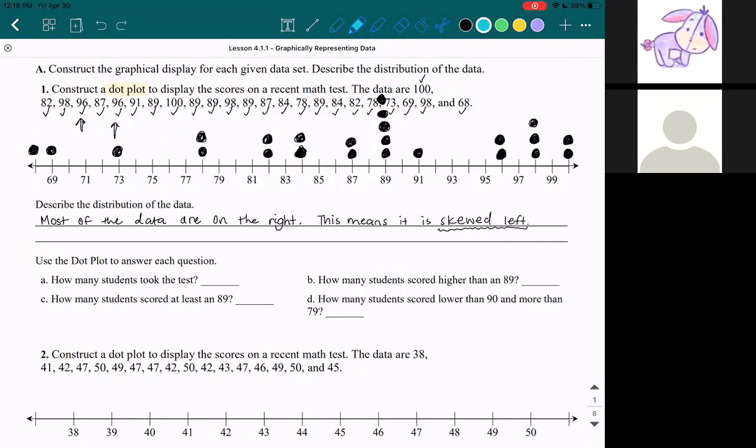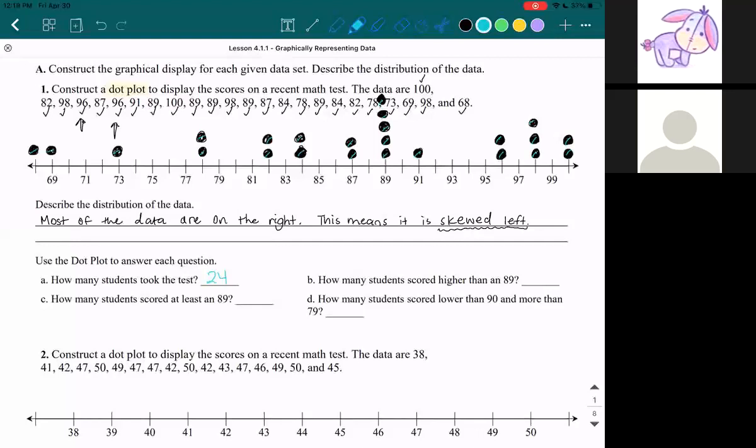All right, so now we're going to use the dot plot to answer each question. So the first question is, how many students took the test? So in order to answer this question, all you have to do is count your dots. So I'm going to count them and I'm just going to mark them one at a time as I count them. So 1, 2, 3, 4, 5, 6, 7, 8, 9, 10, 11, 12, 13, 14, 15, 16, 17, 18, 19, 20, 21, 22, 23, 24. 24 students took the test, and I just did that by counting the dots. You count the dots to find out how many students took the test.